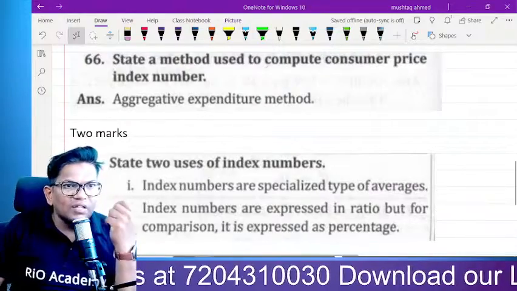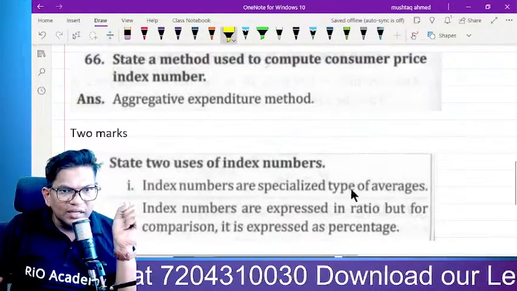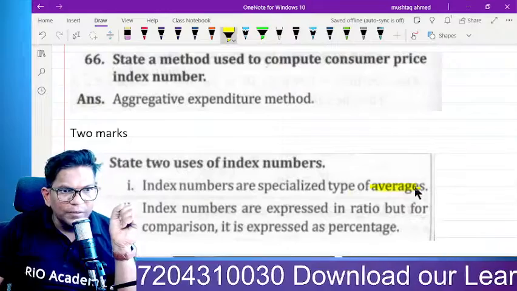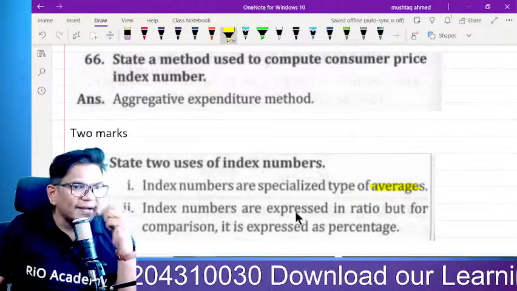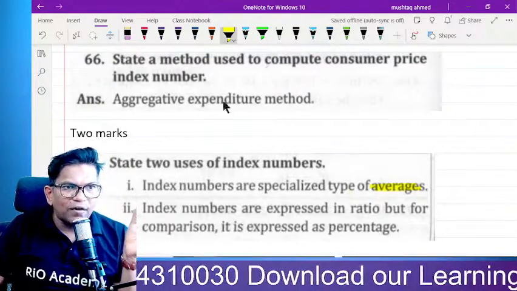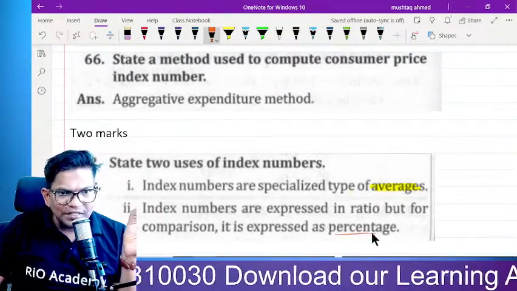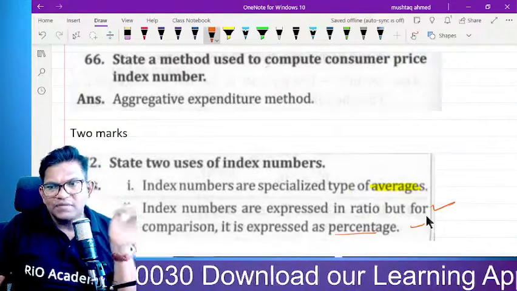Now index numbers are specialized types of averages. Index numbers are expressed in ratios, but for comparison it is expressed in percentage. Yes bachcho, we have 2 here.